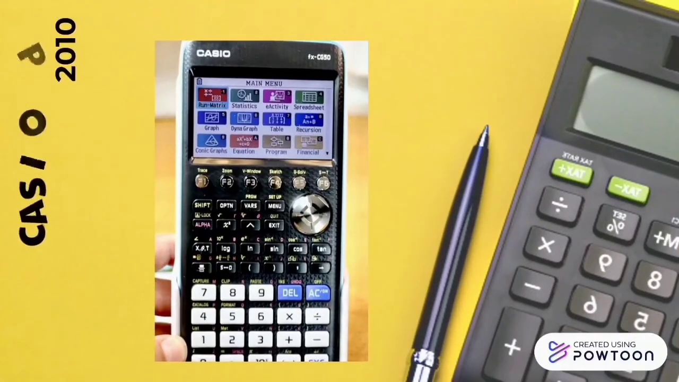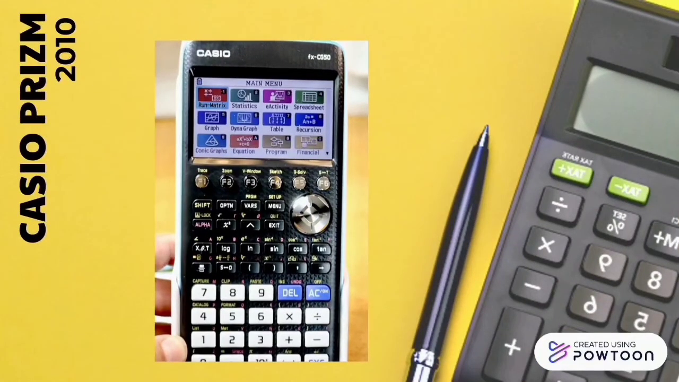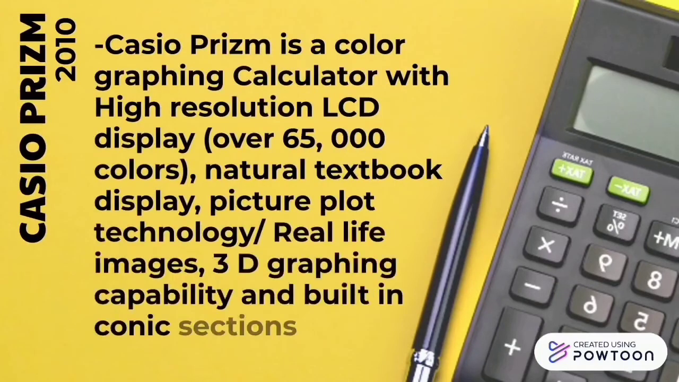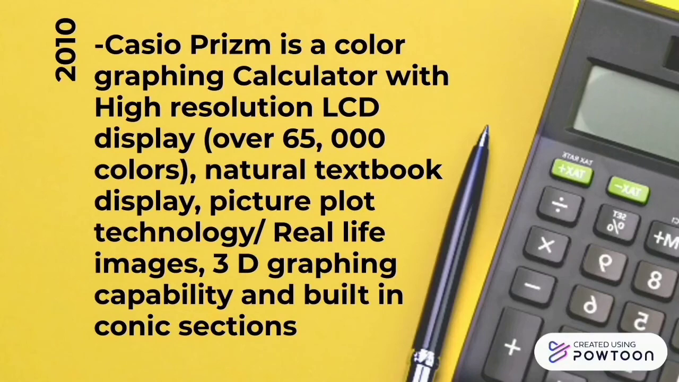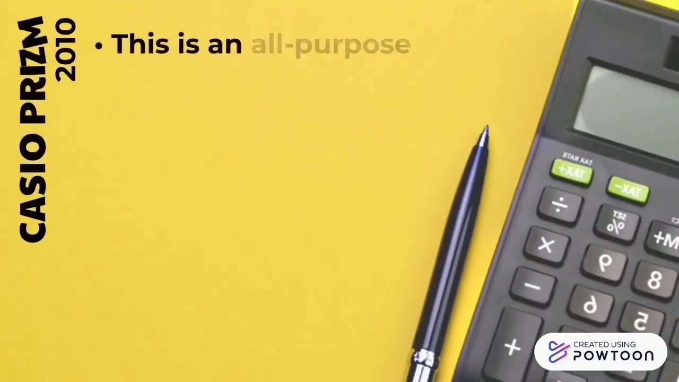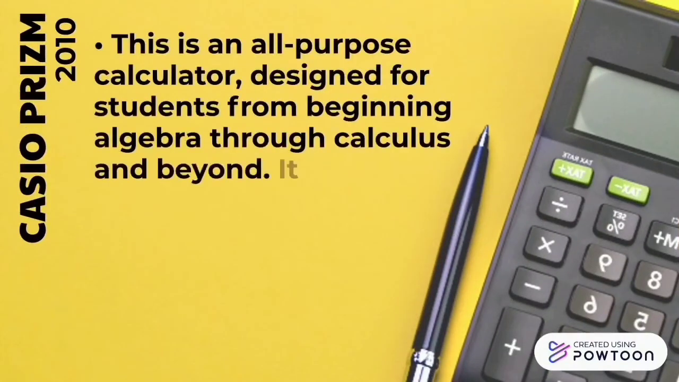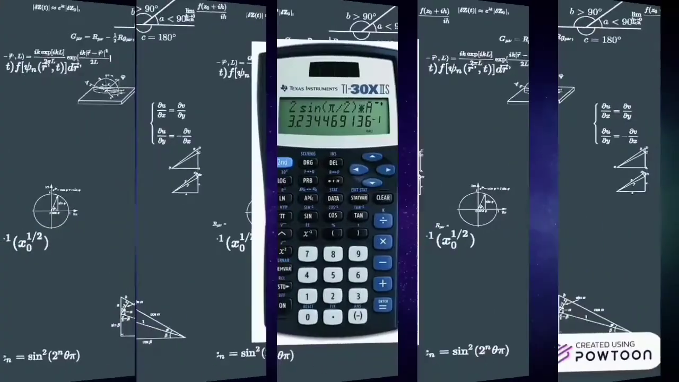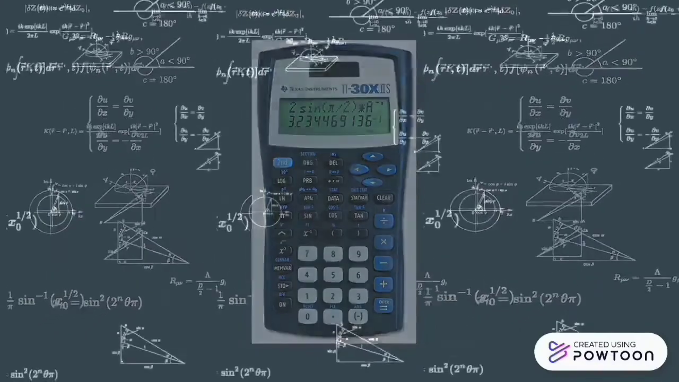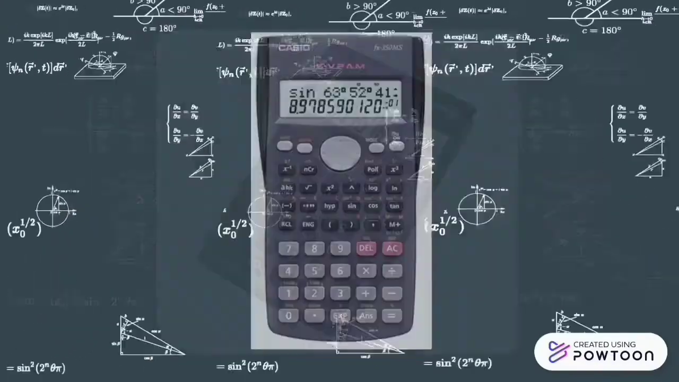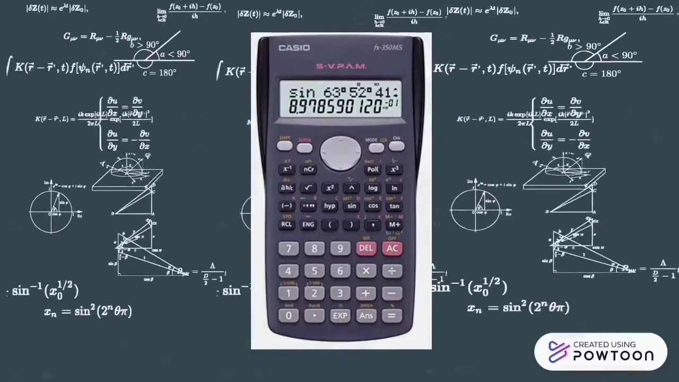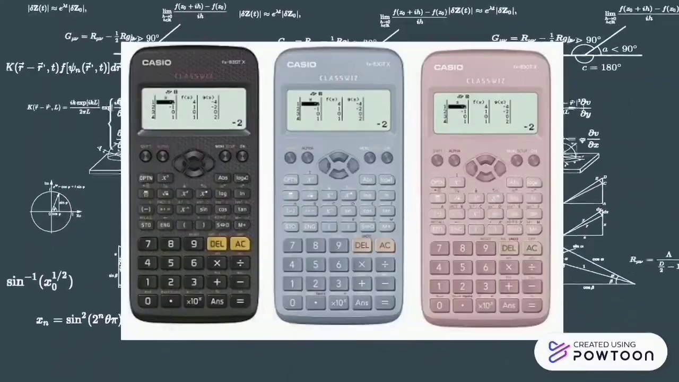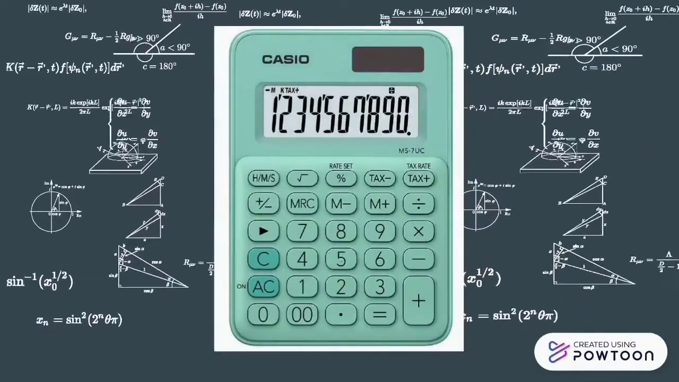Casio Prizm is a color graphing calculator with a high-resolution LCD display, natural textbook display, picture plot technology for real-life images, 3D graphing capability, and built-in conic sections. This is an all-purpose calculator designed for students from beginning algebra through calculus and beyond. Since then, calculators became a part of our daily lives. Because of the calculators back then, we now have the modern calculators, which are innovated and developed according to the needs of the people.